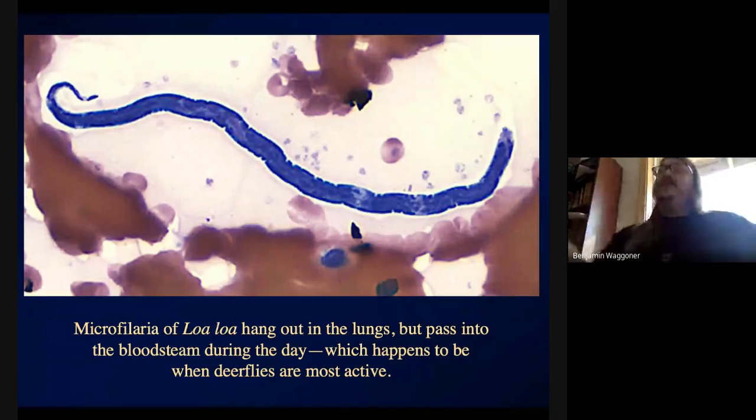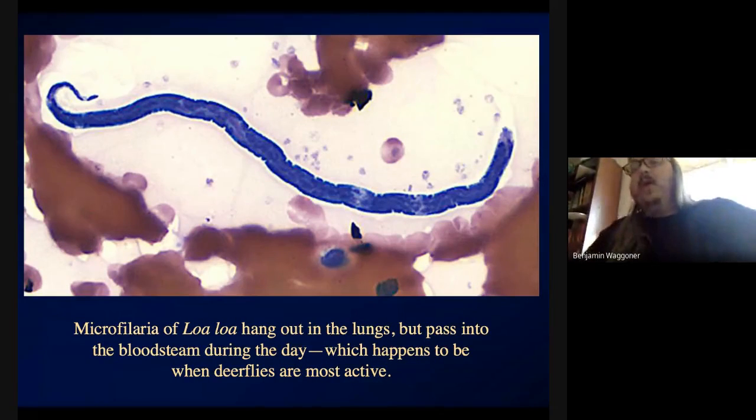Okay, and in this species, Loa loa, there's a microfilaria of Loa loa. They tend to hang out in the lungs, but they pass into the bloodstream during the day, and that happens to be when their intermediate host, the deer flies, are most active. In contrast with Wuchereria, where the filaria enter the bloodstream at night when mosquitoes are most active. So this is a nematode group that is divided up into a day shift and a night shift, I guess.